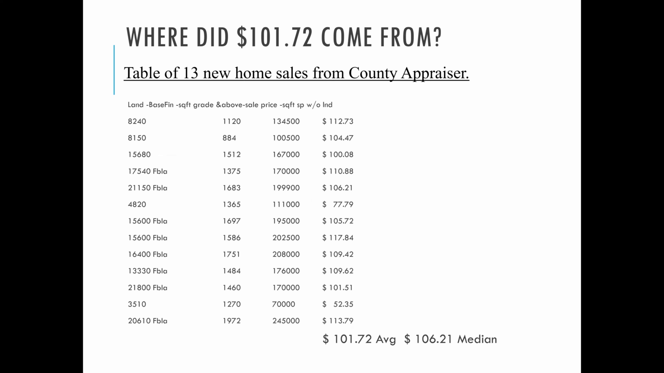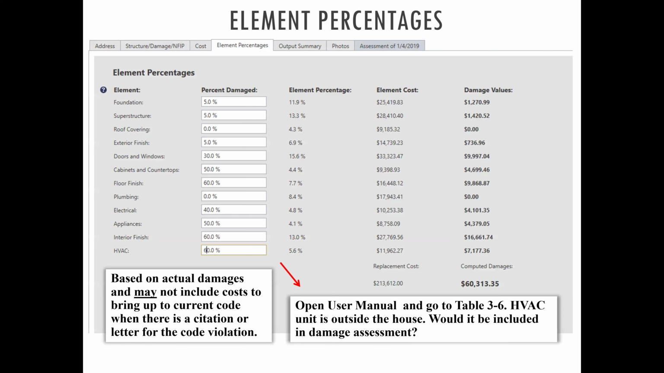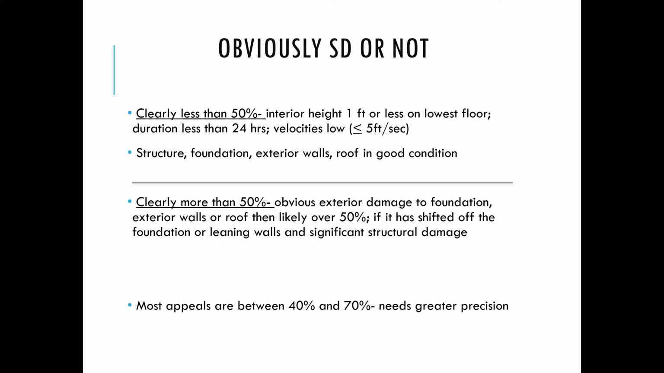Again, the cost estimating guides are available. Again, you can use home sales if it's been a recent sale, but we have to exclude the land value. Again, cost estimating guides, so they have this as software now, so CoreLogic has this. Again, it can be expensive, so check with your appraiser to see if they have any. The element percentages, as I said, the field guide will help you determine what to look for to gauge that.